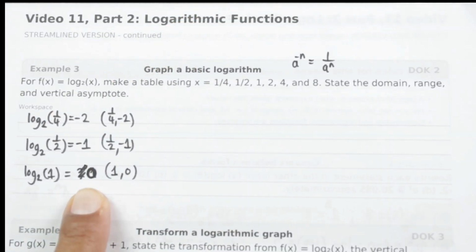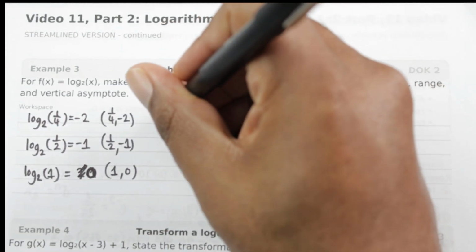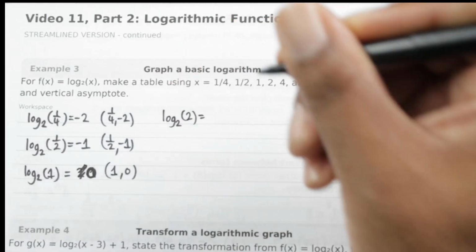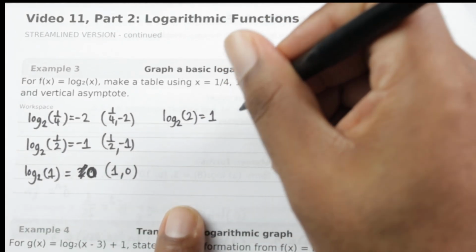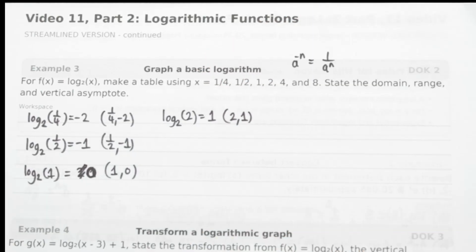Okay. All right. So again, 2 raised to the power of 0 would be equal to 1. Sorry for the confusion there. And then now we have 2. So that would be log sub 2 of 2. What number raised to the power of 2 is going to give us 2? That would be 1. So that would be 2, 1 is that point.